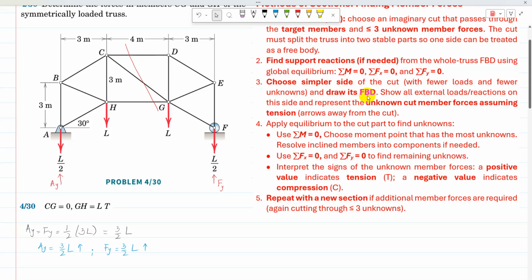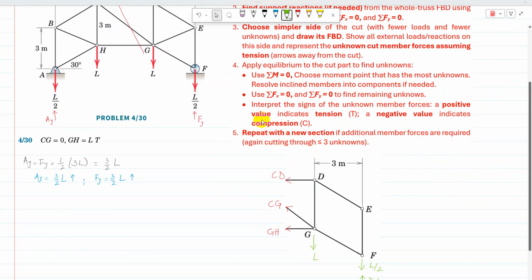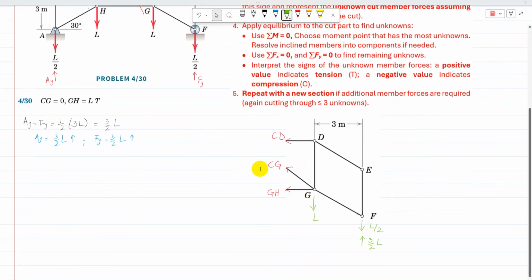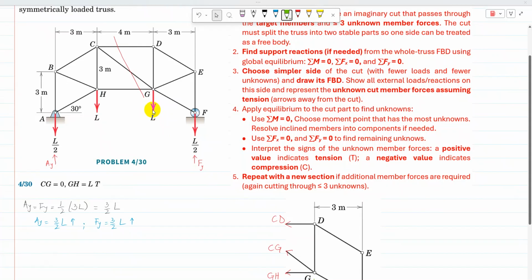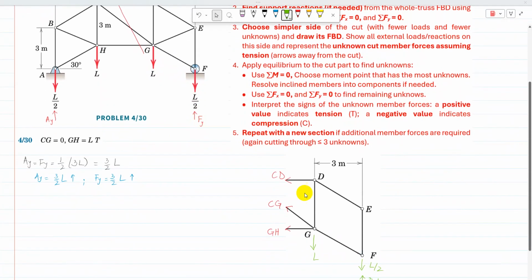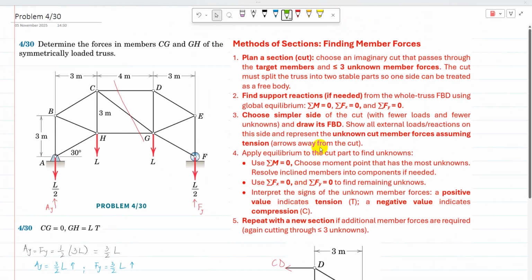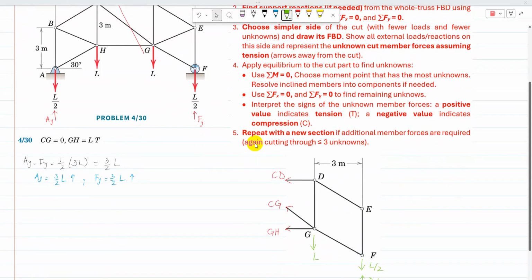Now we need to draw the free body diagram of either the left section or the right section. I'm going to draw the free body diagram of the right section. That is the free body diagram of the right part. On the right part, there is one load at G, one load at F, and a reaction Fy, which is equal to 3/2 L. Then show all external loads and reactions on this side and represent the unknown cut member forces assuming tension. I have assumed the three cut member forces as tension.